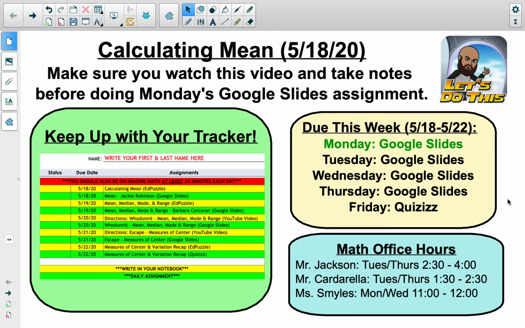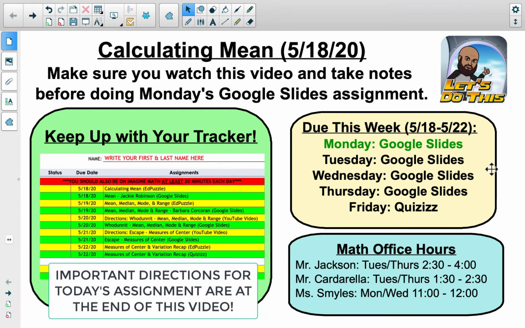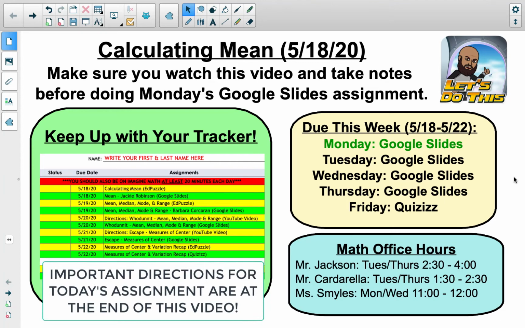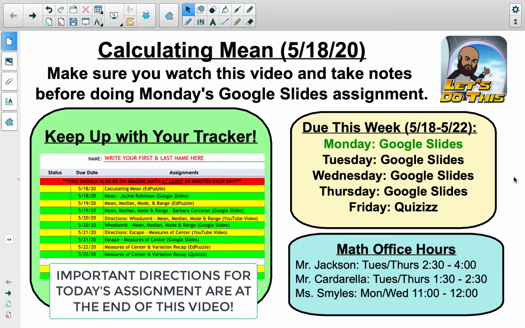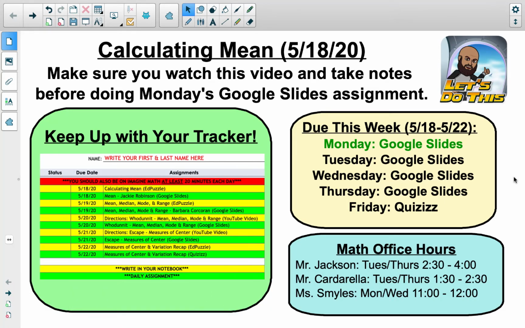Just to run through what's on the screen for you, you have your weekly tracker. Make sure you keep up with it. That is on the left here. This week, you're going to notice there are a lot more Google Slides. The reason for that is I talked to a few of you, and a lot of you prefer the Google Slides, or mixing it up a little bit, as opposed to just doing the quizzes over and over again. So I threw some of those in. Hopefully you enjoyed those through the week. And our office hours are listed down in the bottom right. Please use those as needed.